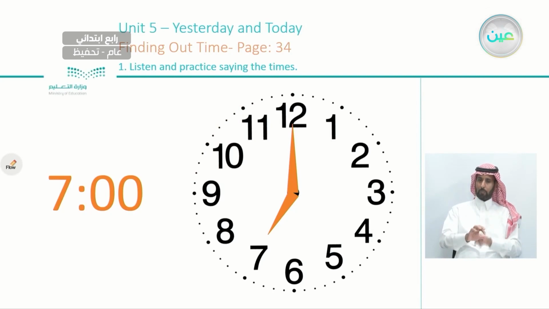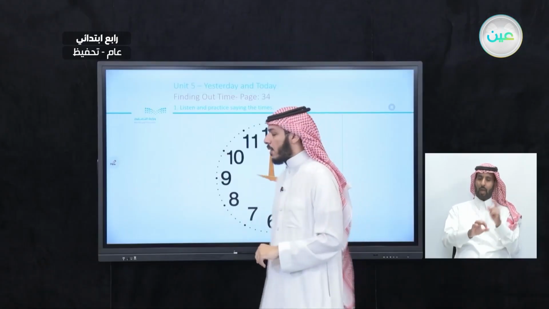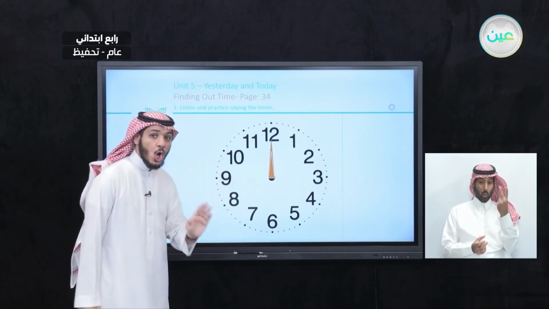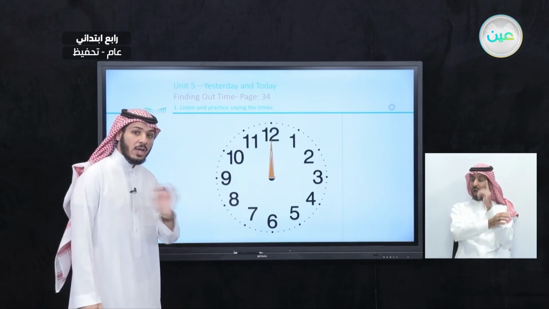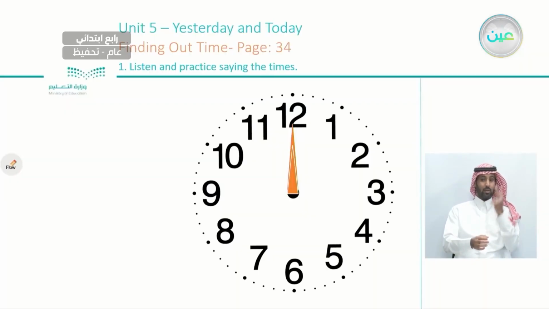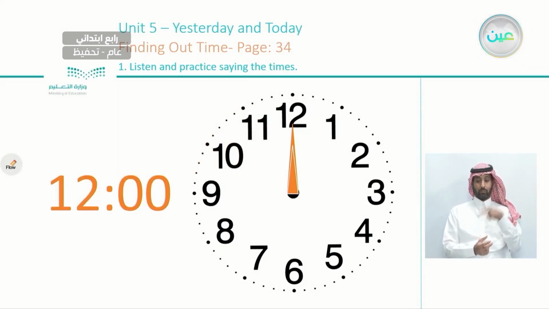7 o'clock. So look at the short one. It's on 7 and the long one on the 12. That means 0. Excellent. Okay, what about this? Yes, we have the two hands here on 12. Now can you tell me what time is it here? It's 12 o'clock. Excellent. Why? Because we have this short hand on number 12 and the long one also on number 12.